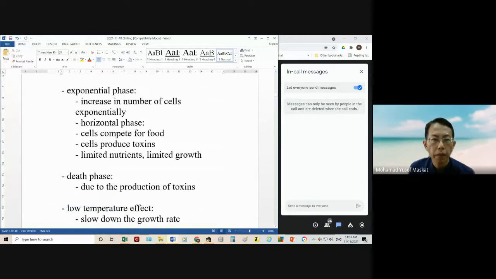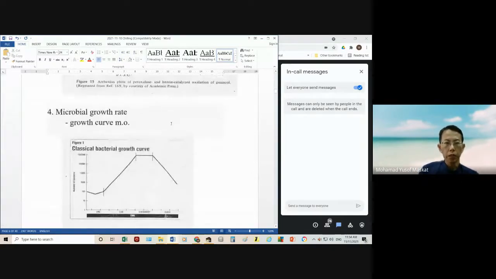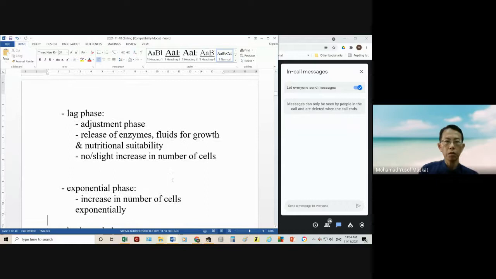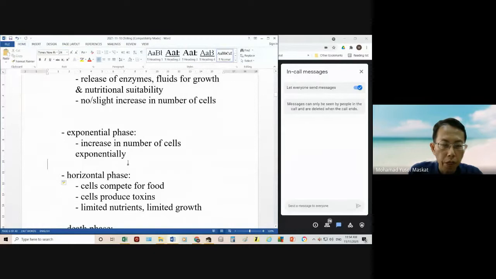The exponential phase is the phase where maximum growth happens. In the exponential phase, there will be a very drastic increase in the number of cells.